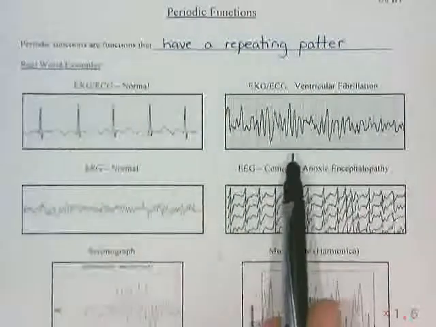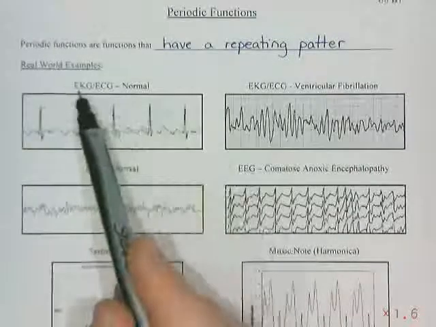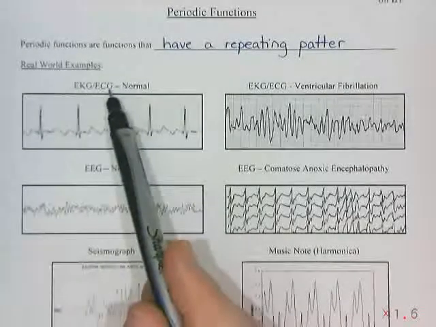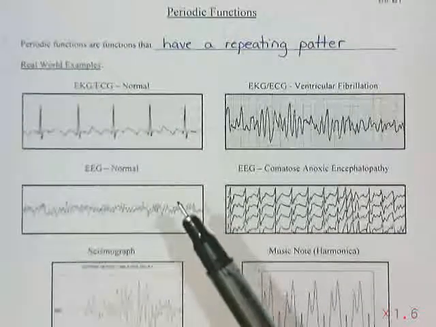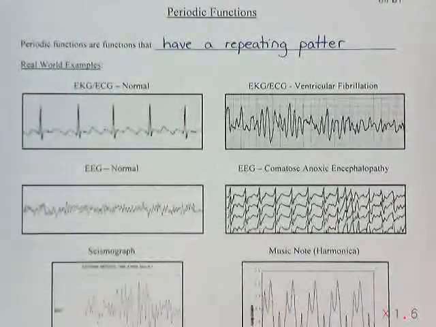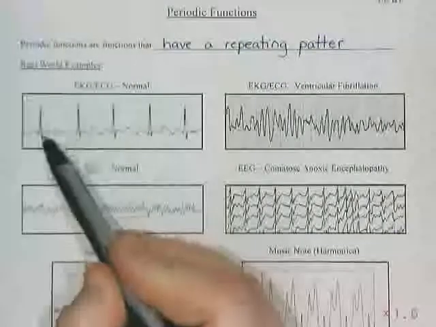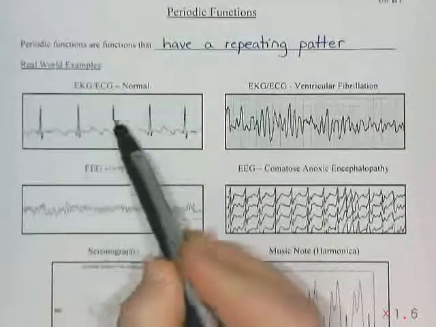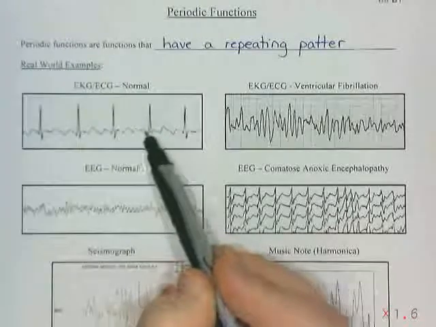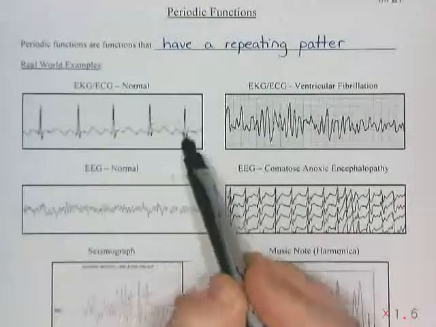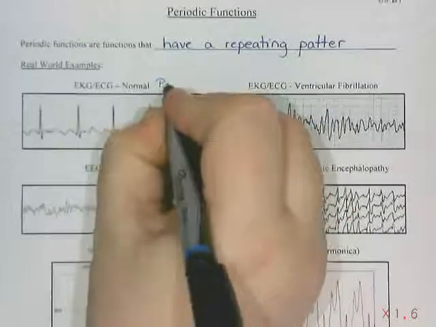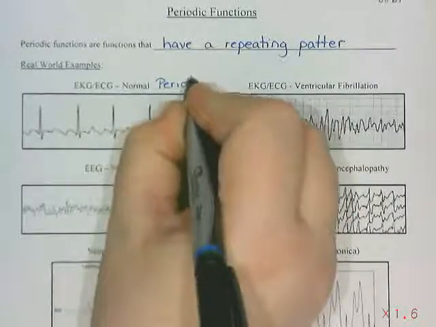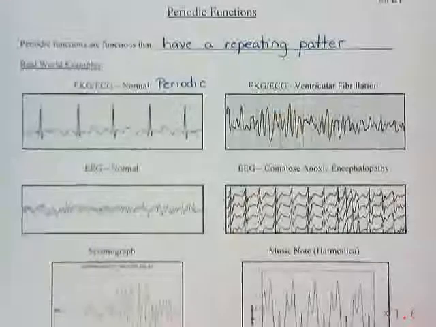I've got a couple here that we're going to take a look at. So the first one here is an EKG or an ECG, which stands for an electrocardiogram. And what that does is it measures your heart rate. And if you take a look at it, it definitely has a repeating pattern. It has a peak, and then it has a couple of little smaller ones, and then a peak, and then a couple of little bit of smaller ones. So this is a function that I would definitely say is periodic because it has a repeating pattern.